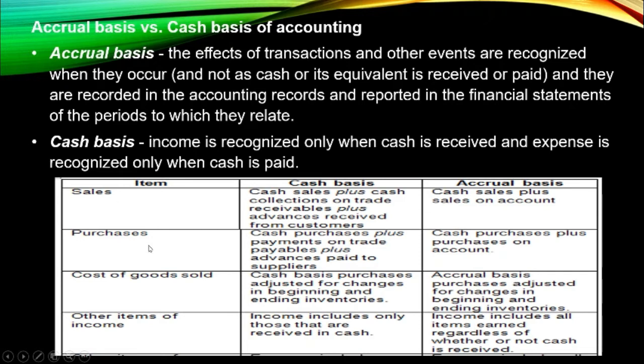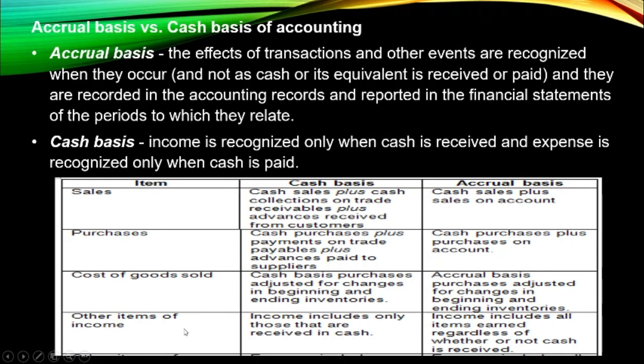For purchases, cash purchase plus payments on trade payables plus advances paid to suppliers. For accrual base, cash purchase plus purchase on account. For cost of goods sold, we have the cash basis purchases adjusted for changes in the beginning and ending inventories. For accrual base, it is composed of purchases adjusted for changes in the beginning and ending inventories.